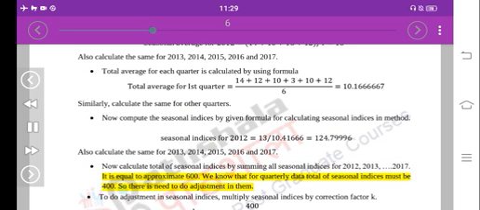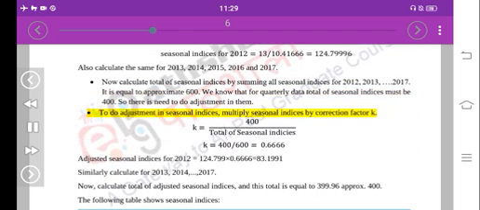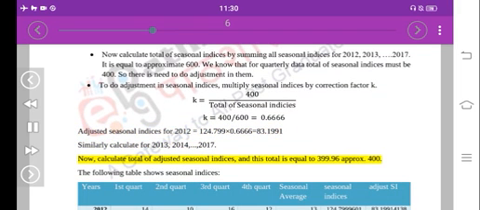We know that for quarterly data the total of seasonal indices must be 400. So there is a need to make an adjustment. To adjust the seasonal indices, multiply them by a correction factor k. k equals 400 divided by the total of seasonal indices. k equals 400/600 equals 0.6666. Adjusted seasonal index for 2012 equals 124.799 times 0.6666 equals 83.1991. Similarly calculate for 2013, 2014, up to 2017. Now calculate the total of adjusted seasonal indices, and this total is approximately equal to 399.96.